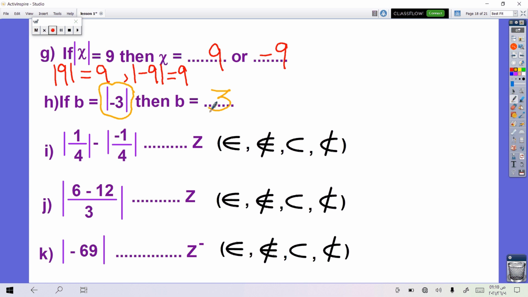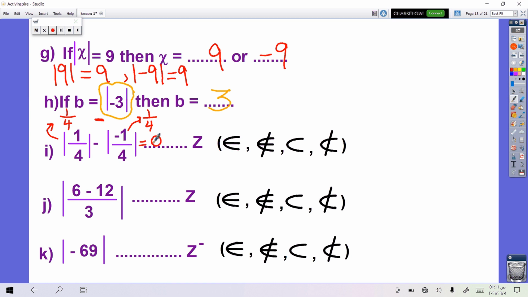Absolute 1 over 4 minus absolute negative 1 over 4. Now we have to find the result for each absolute. So here absolute 1 over 4 will be equal to 1 over 4. Now we have absolute negative 1 over 4. It will also be 1 over 4. So 1 over 4 minus 1 over 4 will be equal to 0.